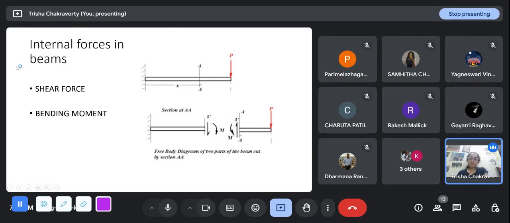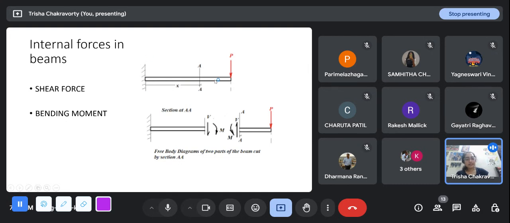Now, internal forces in beams. There are four types of internal forces: shear force, bending moment, axial force, and torsional moment. But since in a beam we are not considering the axial force, the torsional moment is also not applicable here. So we have two types of internal forces: shear force and bending moment.